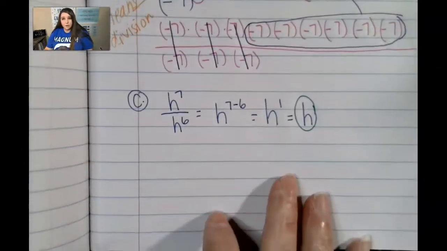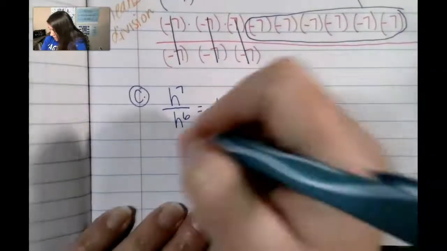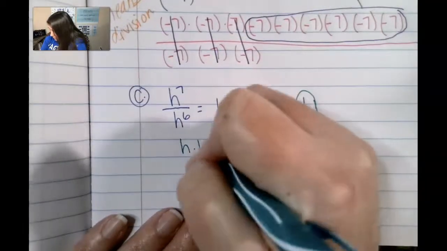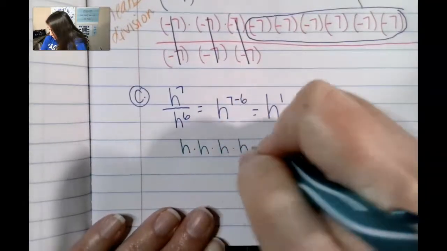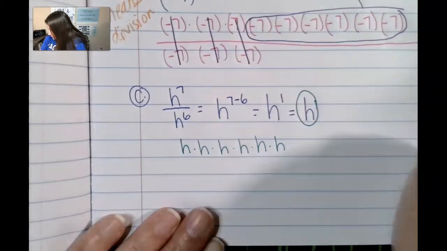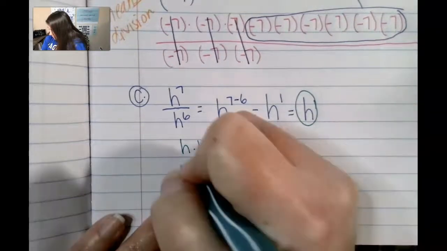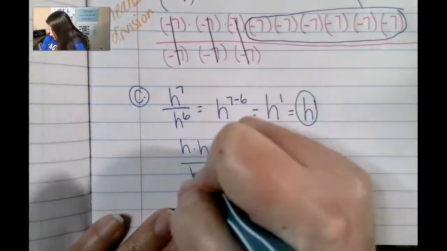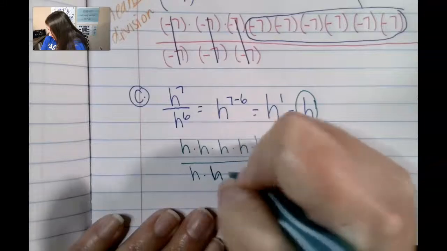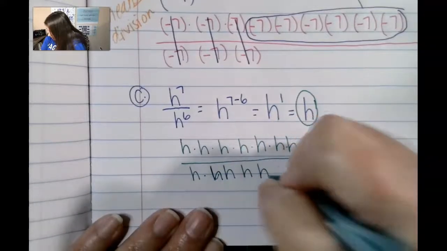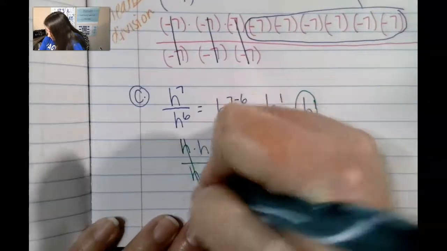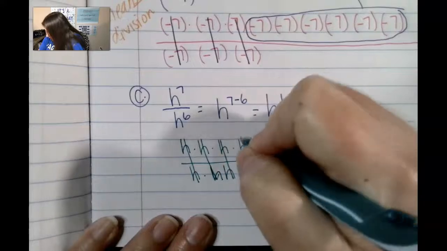If we were to write this out and see how it actually works in repeated factors, and we put that over the second h, that is an h, h, h, and h, and h. Okay, and then these cancel each other out.